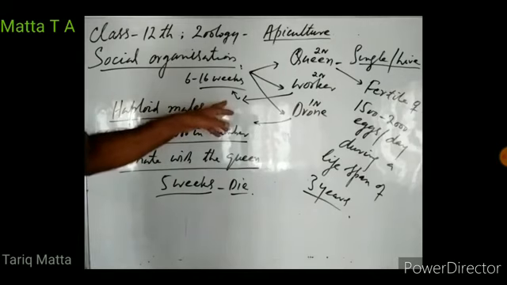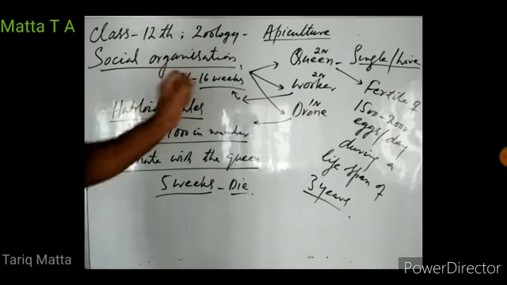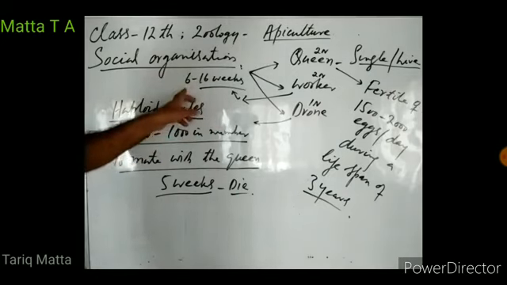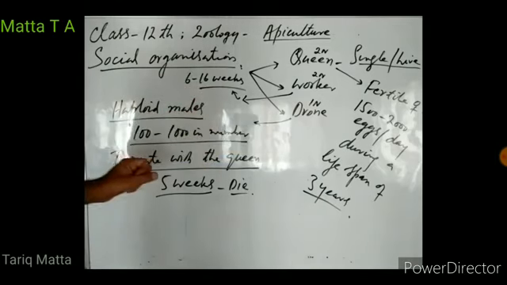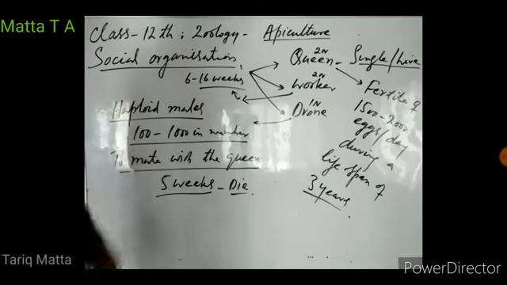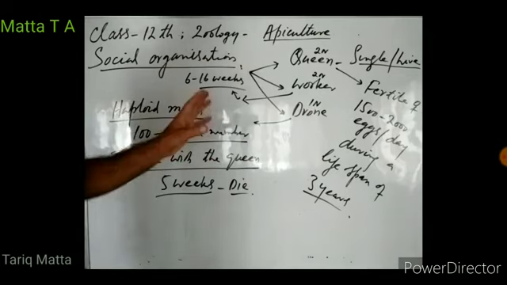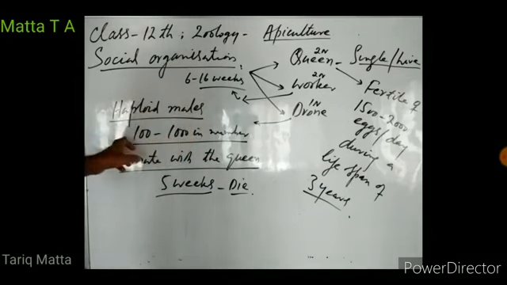So their number is enormous. Their number may be some 30,000 to 50,000 or even more per hive. These workers live for a period of 6 to 16 weeks, right? Then we have drones. These drones are haploid males. These haploid males are lesser in number. Their number ranges between a few hundreds to 1,000, right?